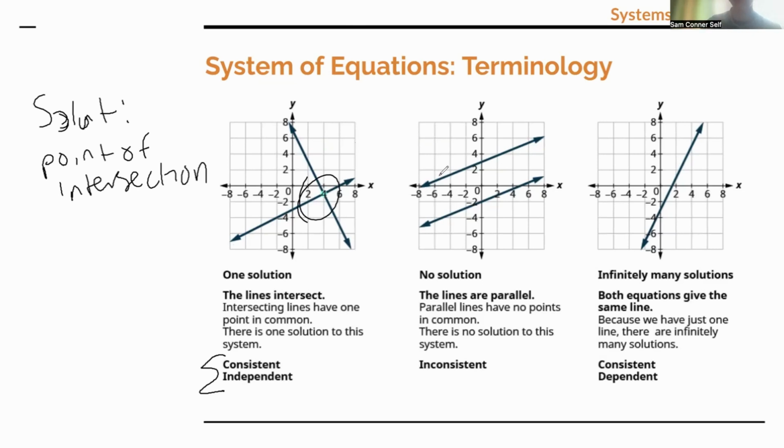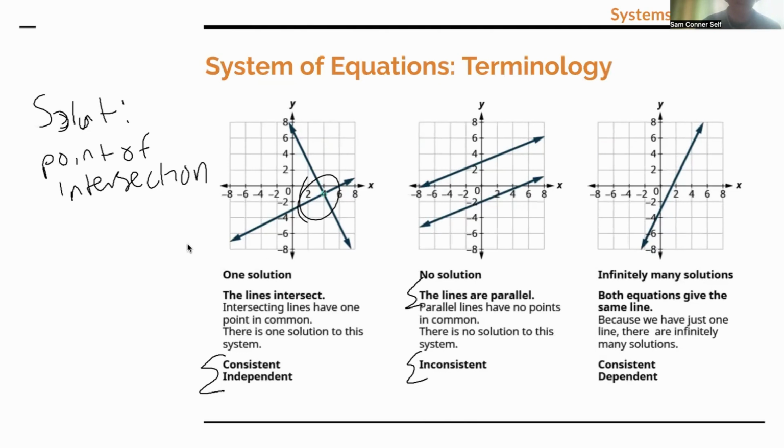The next one is going to be no solution, and these are lines that never touch. So for lines that never touch, that means that they are going to be parallel. And in a word problem, you're going to see it as inconsistent. Now, something that's important to remember when you're thinking about parallel lines and using that information on the test is the rules about what makes lines parallel.